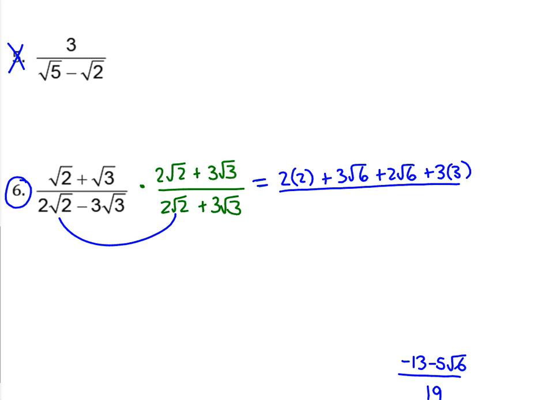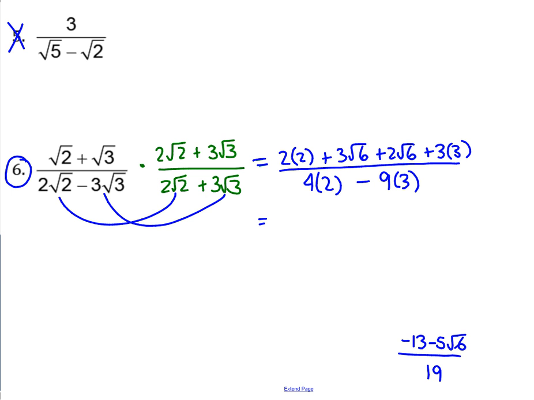we just need first and last here. So we get 4 times 2 minus 9. 3 times 3 is 9 times 3. So in the numerator, simplifying that, I have a 4 plus a 9, which is 13. And then we have 3 plus 2, which is 5. All over 8 minus 27 is actually negative 19, but we want to answer with a positive denominator, so negative 13 minus 5 root 6 all over 19. Any questions?